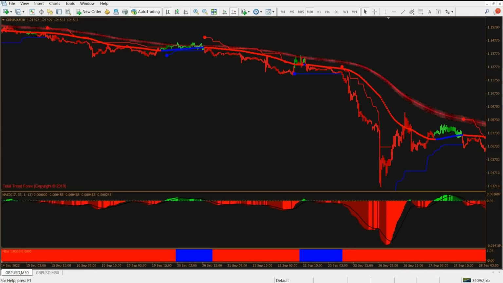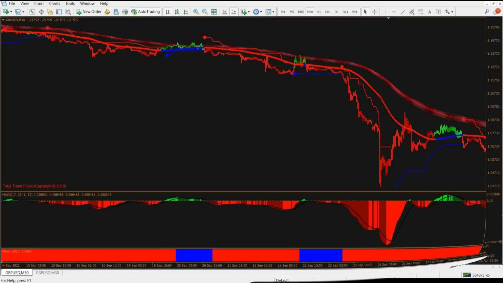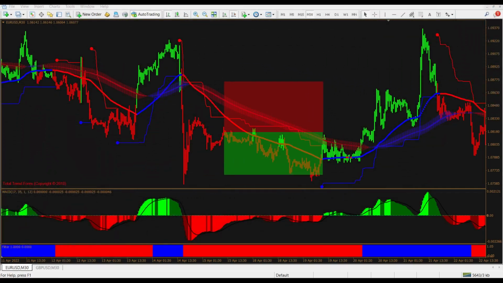Now that we've completely learned this strategy, I want to test it on the Euro USD chart within the 30 minutes time frame. And I want to see how much profit we could have made in these trades using this strategy.